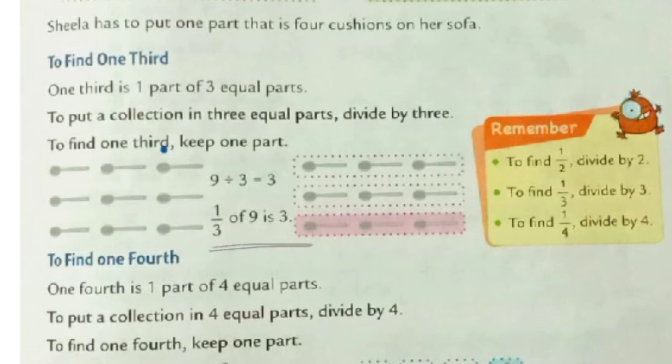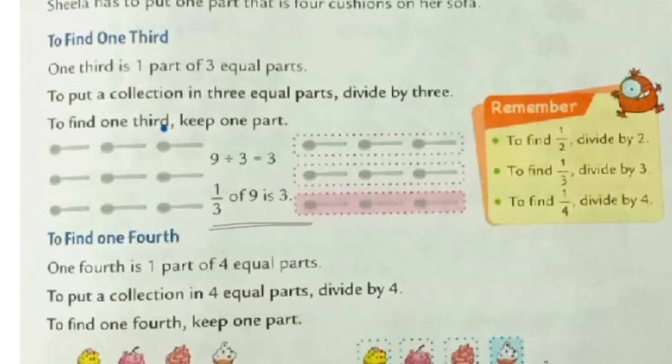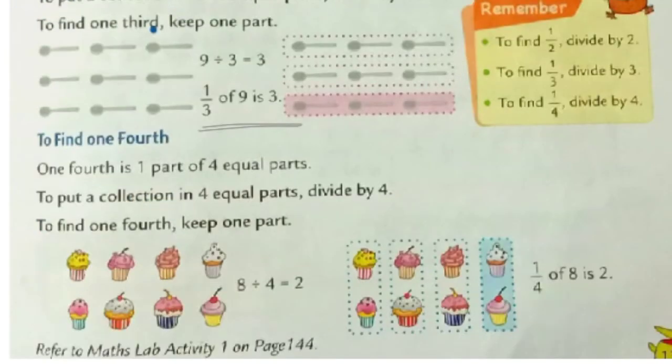Clear? Now, the next is to find 1/4. 1/4 is 1 part of 4 equal parts. This you know. So to put a collection in 4 equal parts, we need to divide it by 4. See here, there are 8 cupcakes. We need to find out 1/4 of these 8 cupcakes. So what will we do? We will divide 8 by 4. And what will be the answer? 2. So 1/4 of 8 is 2.